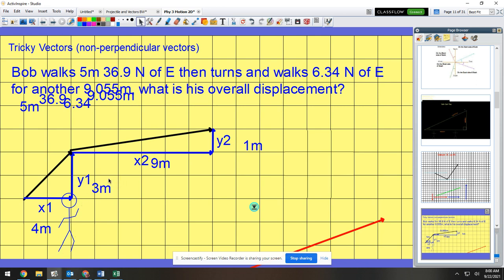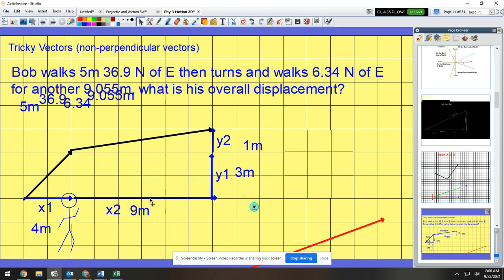Now what we want to know is, can I grab just these three? Nope, grab too many things. We want to know, overall, we went up 3 meters and 1 meter. Overall, we went sideways 4 meters and 9 meters.